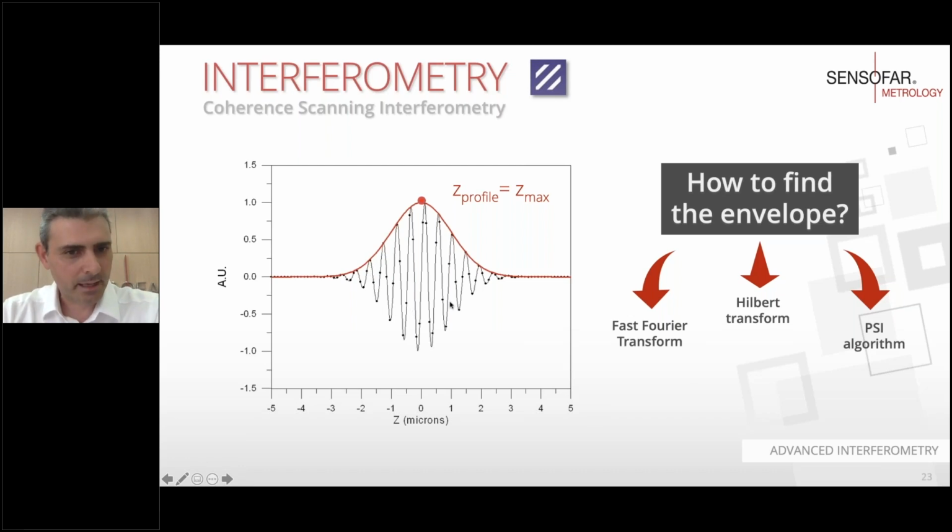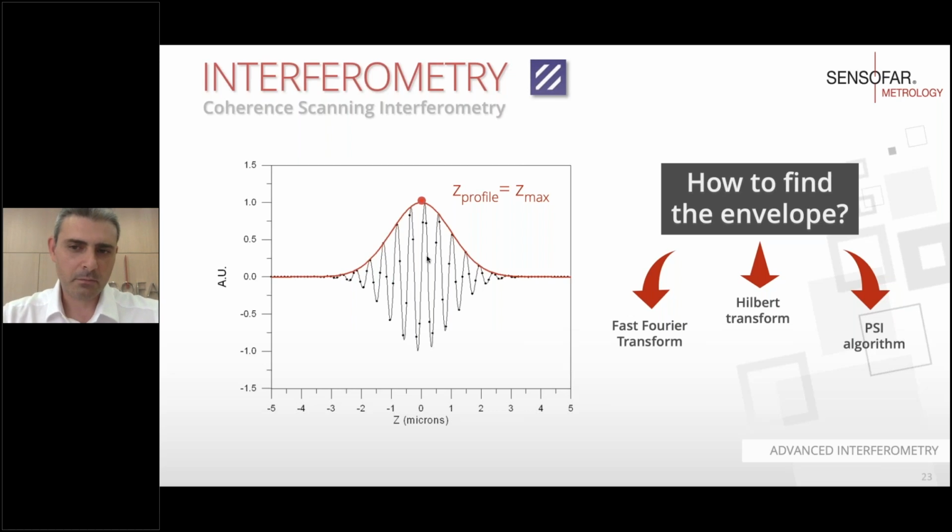Because of the white LED, there is a general envelope of that interferogram, and that envelope will have a maximum position. That maximum position is telling you where the surface has been best focused on the microscope and interferometer. So what's the aim of that signal? To look at that red point here. So the first thing we have to do is to measure the envelope of that interferogram.